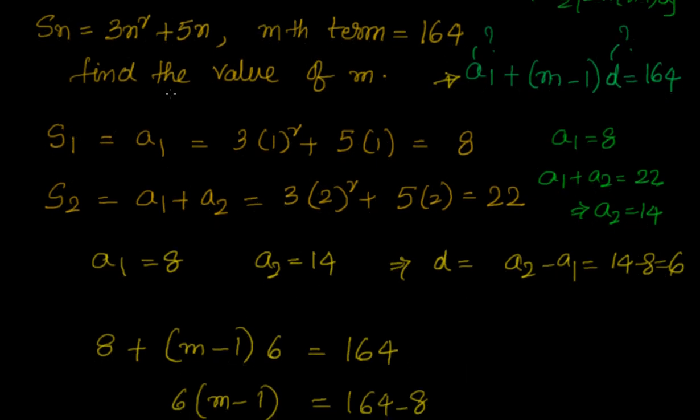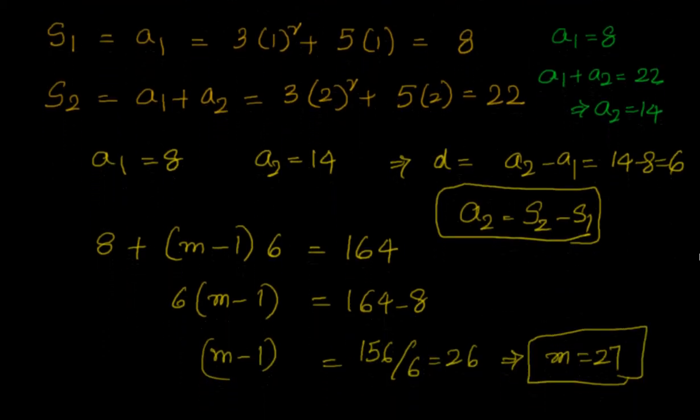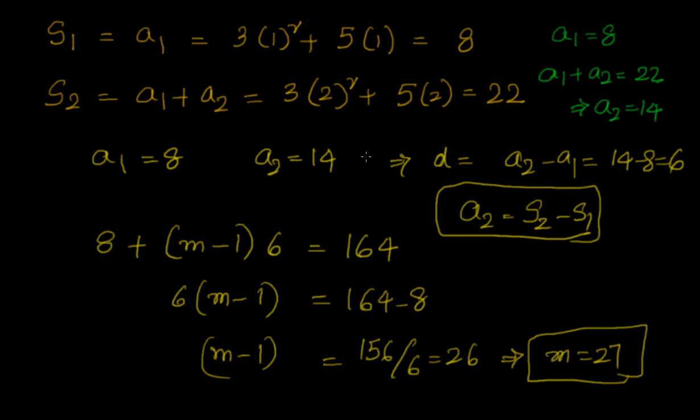So how have we done this? We have been given that the sum to n terms is given by 3n square plus 5n. Now we use the formula a2 is equal to s2 minus s1. That is what we have used here. Using the formula we found s1, s2. We know a2 equal to s2 minus s1. Once I know a1, a2, I know d, the common difference, which is a2 minus a1. So I know a1 and I know d. I know am, I have to find the value of m. That I can easily find.